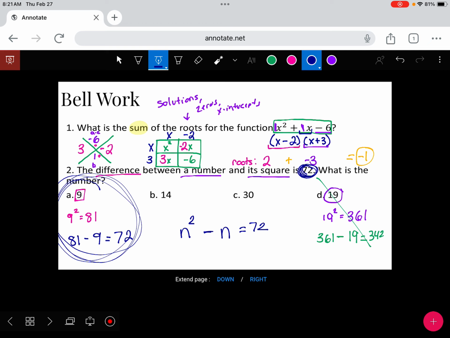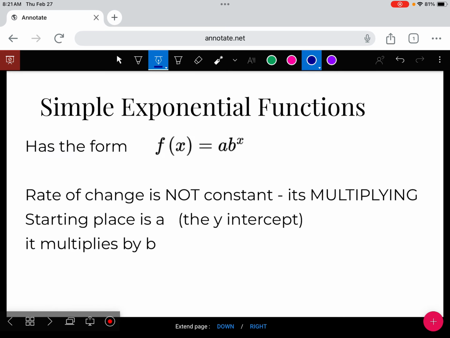So this is the structure for it. These are things, and it's probably a word you've heard before, that are going to be called exponential functions. So we're going to be starting looking at exponential functions today. We're going to look at some very, very simple ones today. And this is our very first form.